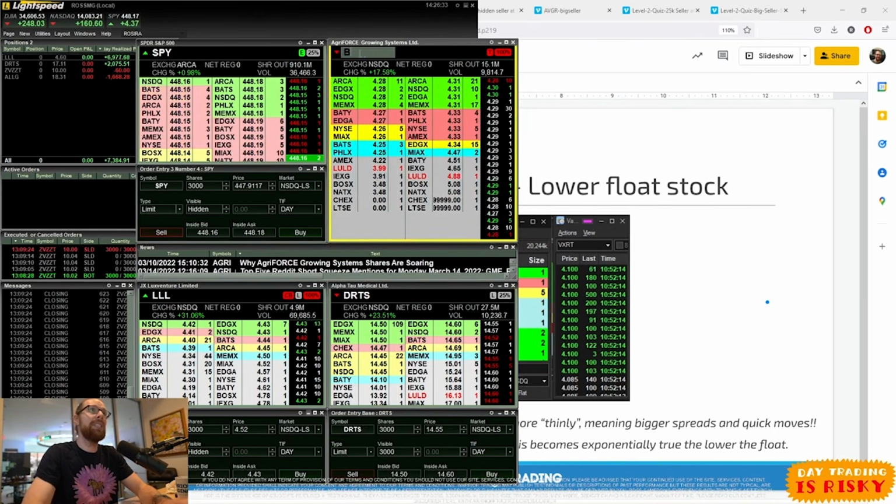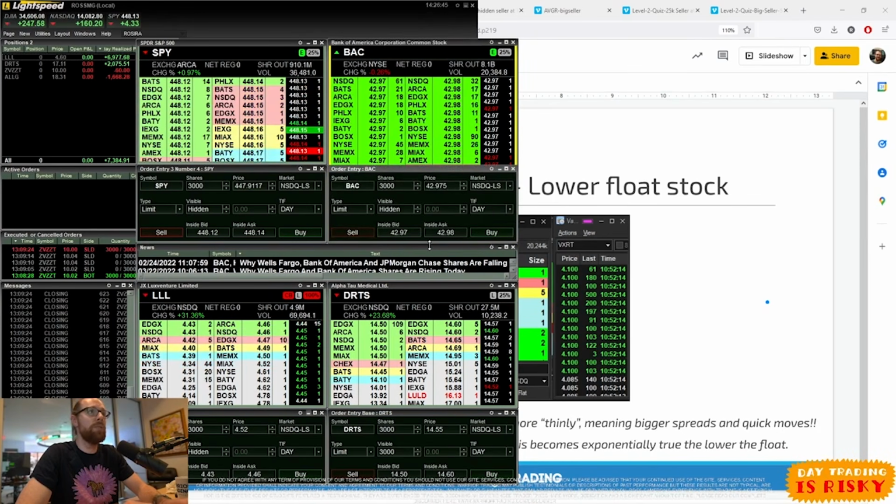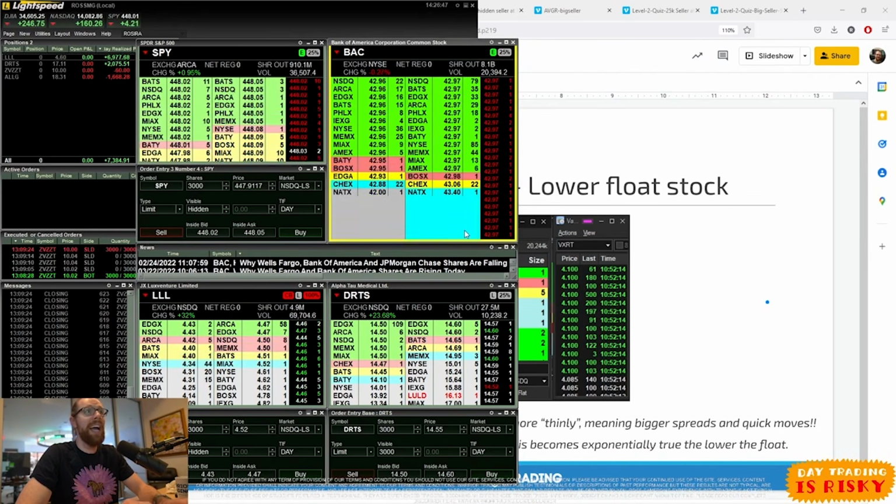I can assure you it's not the same with Bank of America. Bank of America is going to be much more thickly traded. Much, much more thickly traded. This is a stock that will not move quickly. The S&P 500, very similar. These are not going to be fast-moving stocks, really, under any circumstances.